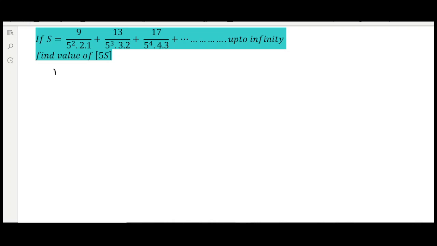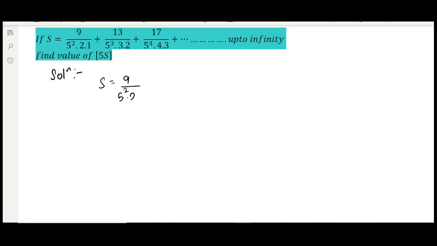Today we are going to take an example of sequence and series progression. We have to find the summation of this, then we have to find the greatest integer function of 5s. So first we need to find this summation.